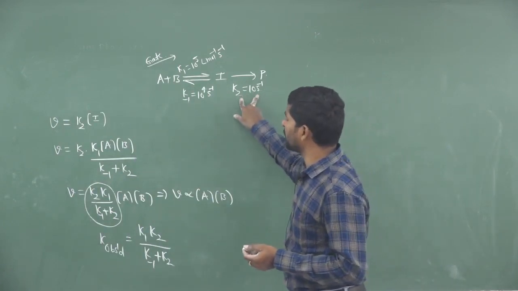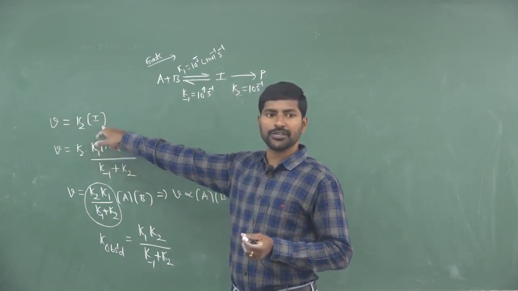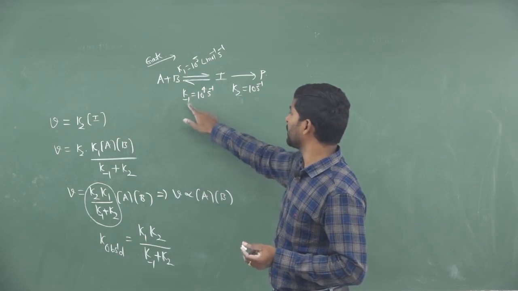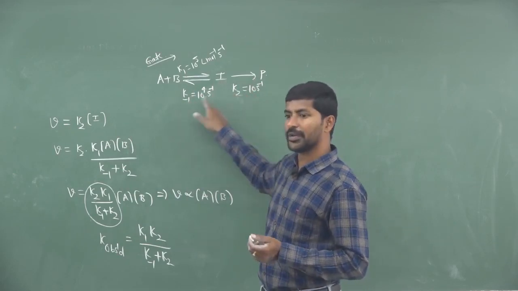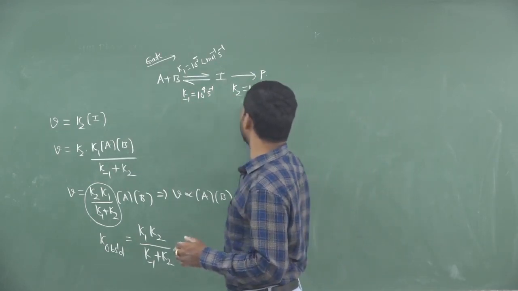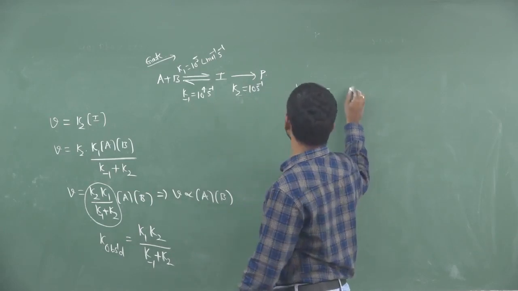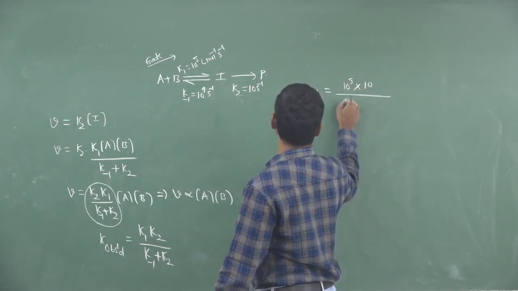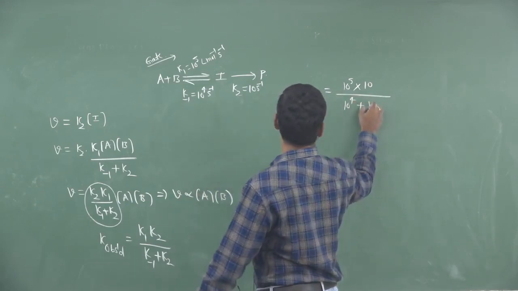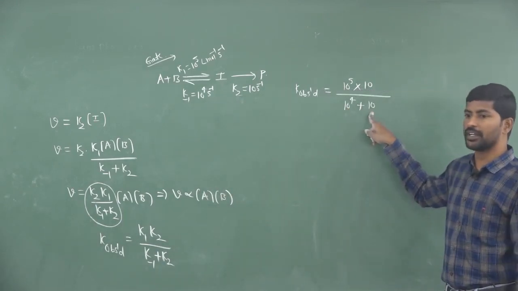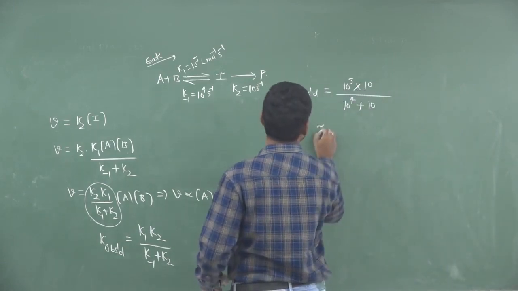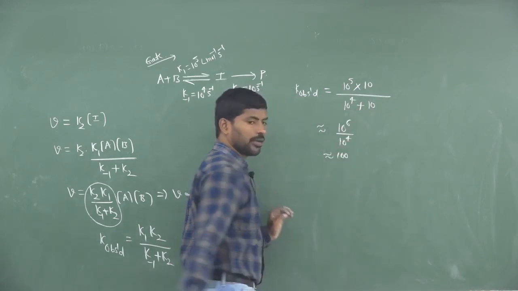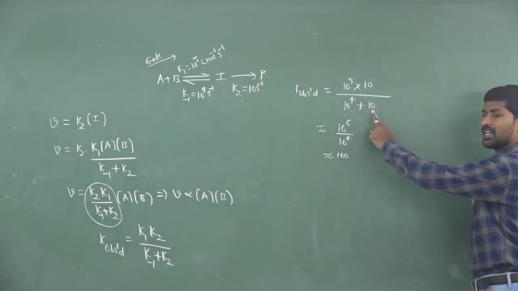First we proceeded with respect to the product formation step, and we wrote the concentration of intermediate based on the steady state approximation. In the numerator is the rate of formation of intermediate, K1 into A into B. In the denominator is consumption, K minus 1 into I and K2 into I; other than I we write K minus 1 plus K2. So the observed rate constant is K1, 10 power 5, into K2, 10, by K minus 1, 10 power 4, plus K2, that is 10. This 10 can be neglected compared to 10,000. So we get 10 power 6 by 10 power 4, nearly 100.